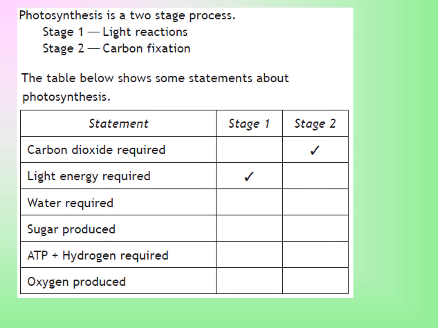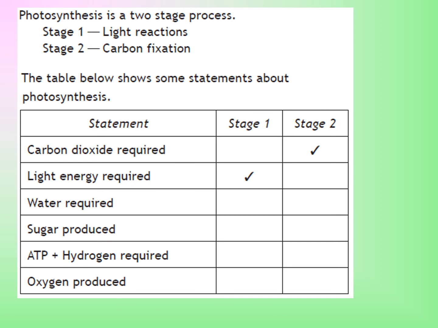Okay, so photosynthesis is a two-stage process. We have light reactions and carbon fixation. The table below shows some statements about photosynthesis. So you've got to tick which ones are true. So for stage 1, the first couple are given. Is water required for stage 1? Photolysis, that would be correct. Is it required for stage 2? No.